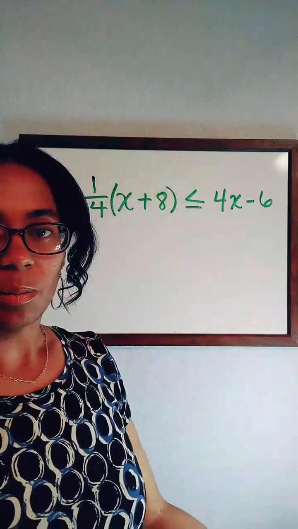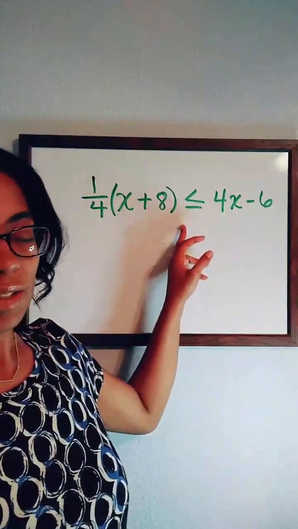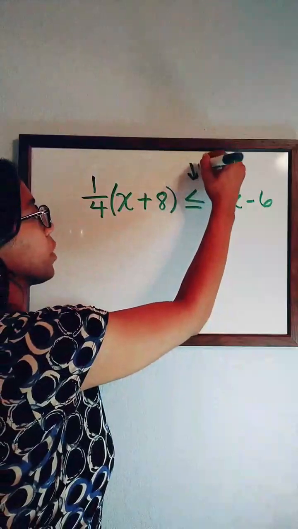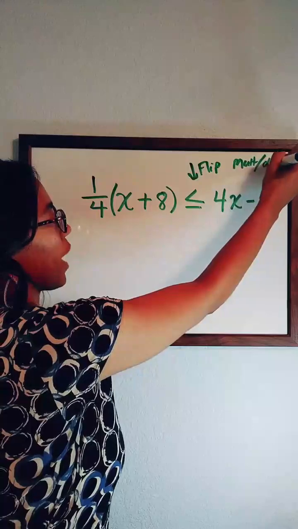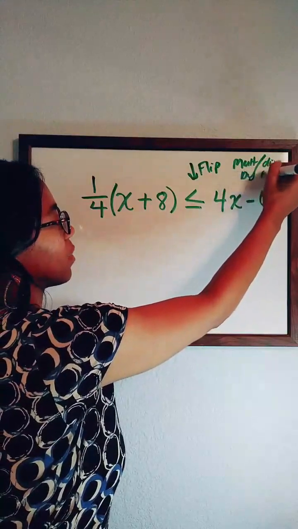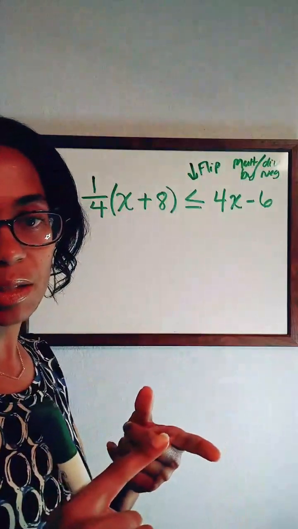What math are you taking, Erica? When you divide by a negative number, you're going to flip only if you multiply or divide by a negative. Okay, so that's only going to happen if you multiply or divide by a negative. Okay. All right.